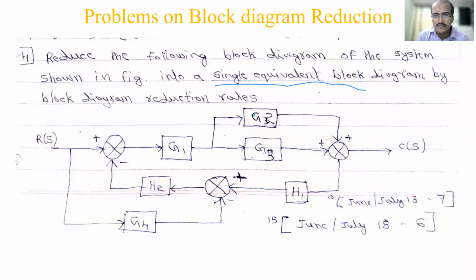Just look at the picture so you can see how the reduction rules will apply. The first step is you have to look for any blocks in series. But before that, look at the diagram. You have R of S, a summing point, G1, you have G3 here, and above it G2, there is a summing point here, then C of S. From this summing point you have H1 to another summing point here, H2 is there, and for this summing point you are getting another parallel block from R of S as G4. So you have to clearly identify which is the forward path and which is the feedback path. That is the first thing.